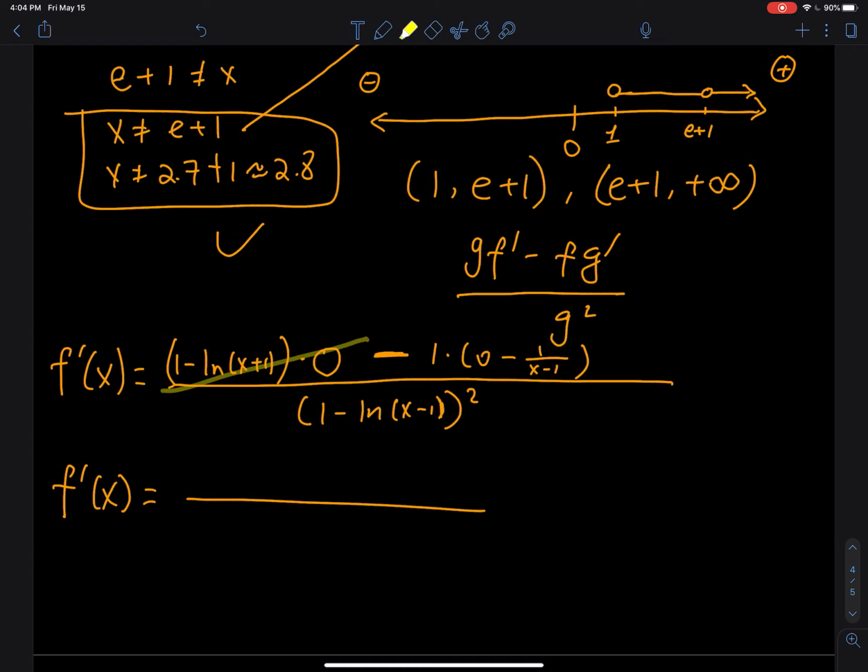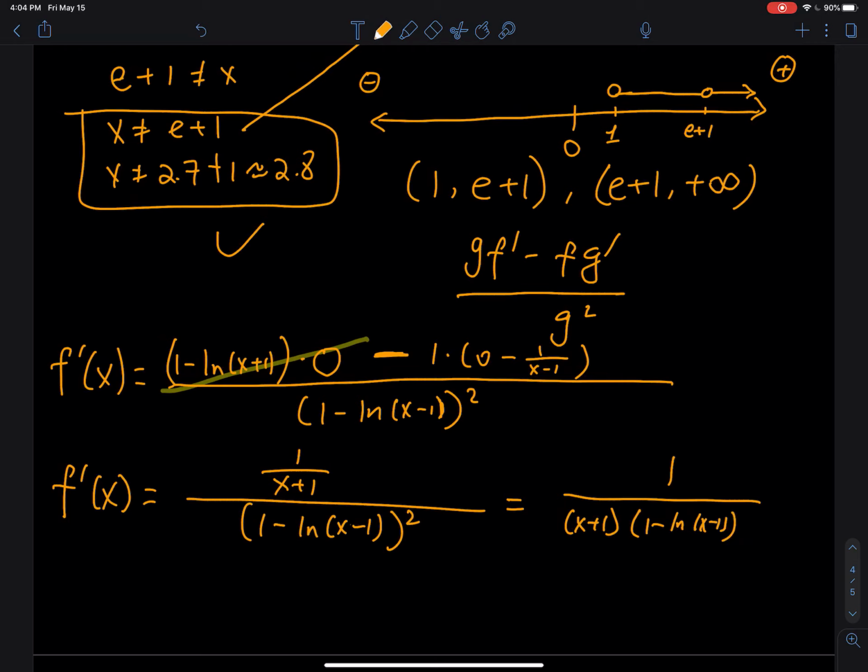And then we have plus 1 divided by x plus 1 over this minus 1, and then square that. So this will be 1 divided by (x plus 1) times (1 minus ln(x minus 1)) squared. So that is your derivative. And then I know we have an ln in the denominator.